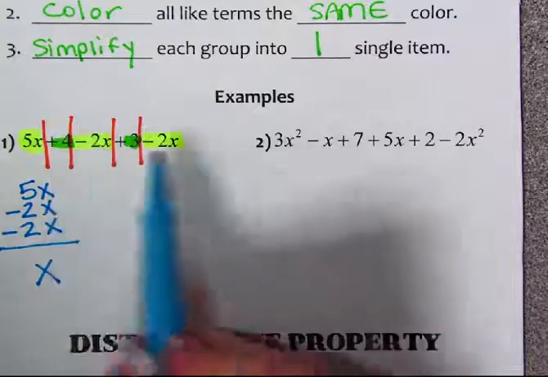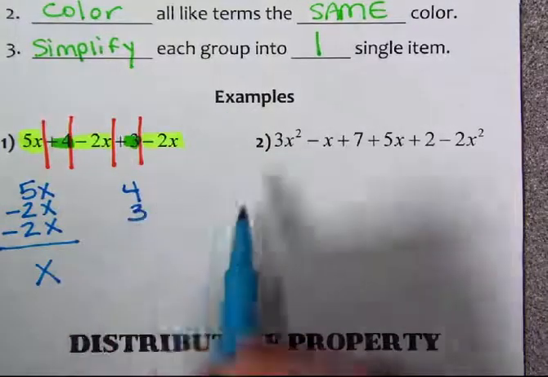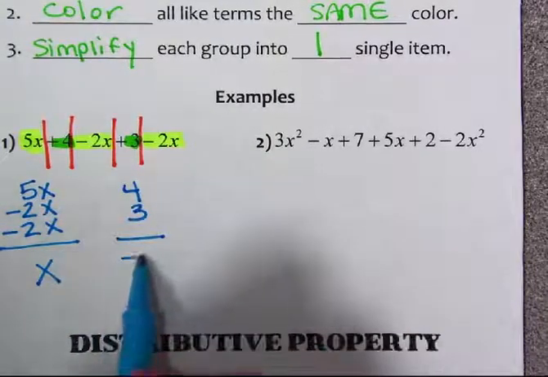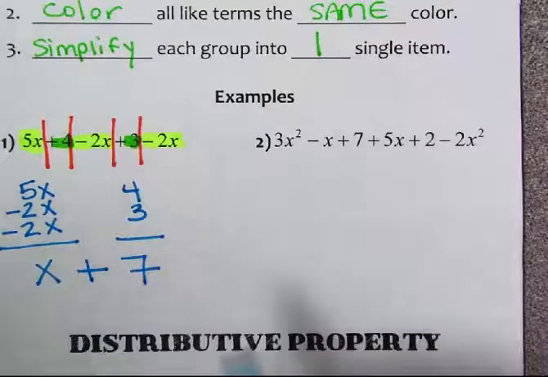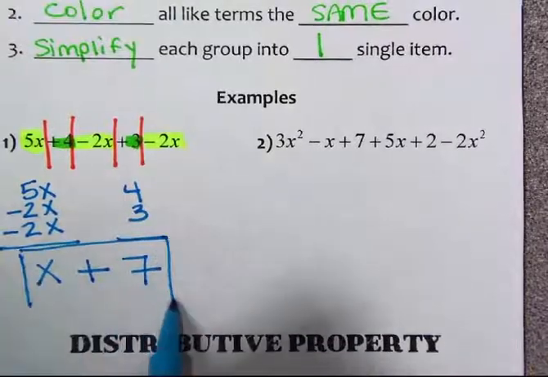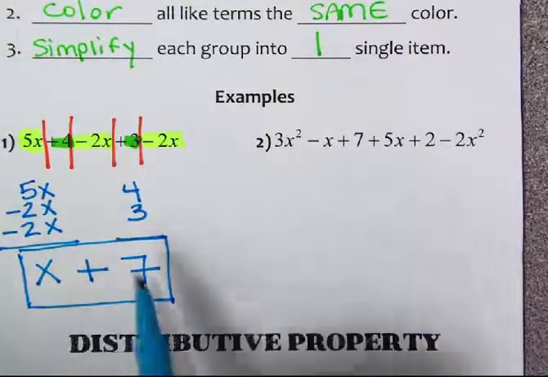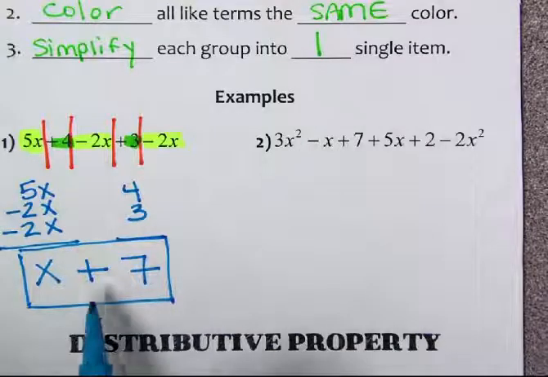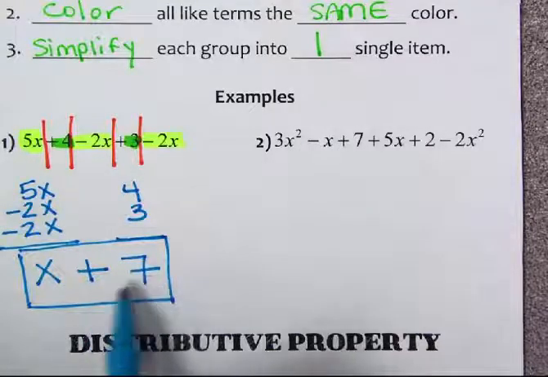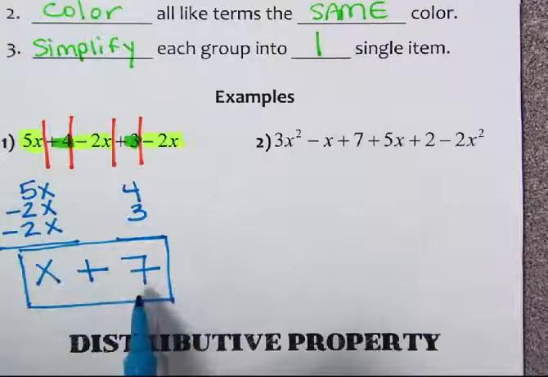Then over here I've got a 4 and a 3, and that combines to be a 7. So I'm left with 1x plus 7. Now some of you might be thinking, well, how did you know that it was a plus? Well, because 7 was positive. So since 7's positive, that's why I put the plus there. If 7 would have been negative, then it would have been x minus 7. But 7 was positive, so we leave it as the plus.